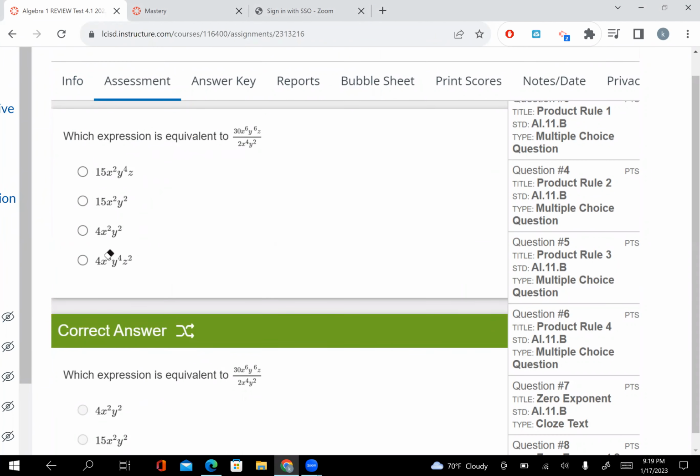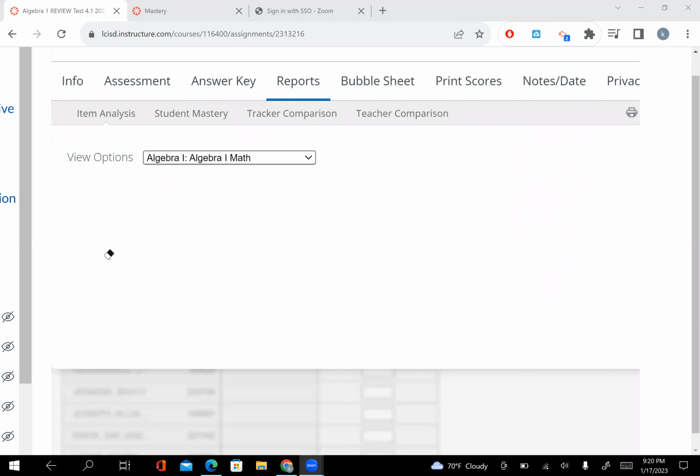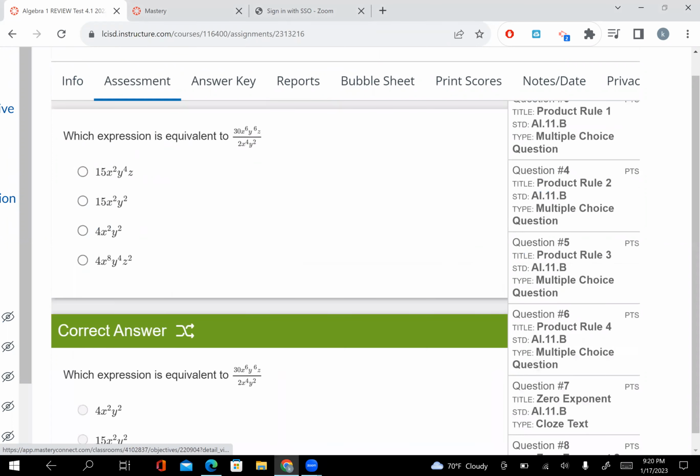It says, which expression is equivalent to, and we see it's a fraction, so we know it's quotient rule, we're dividing. So again, regular numbers divide like normal, and then for the exponents, you're going to subtract. Okay, so 30 divided by 2 is going to be 15. And then x to the power of 6 over x to the power of 4 would be x to the power of 2, because 6 minus 4 is 2. And now for the y's, again, we have 6 minus 2 this time. So we have y to the power of 4, because 6 minus 2 is 4. And then for the z, I don't have another z on the bottom, so it's not going to change. So I just have z on the end there.